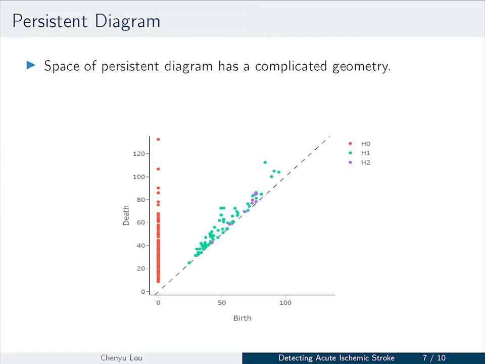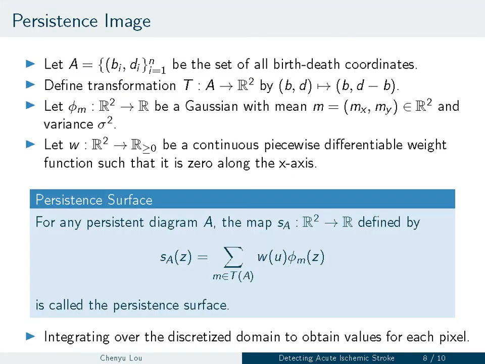However, due to a lack of Euclidean structure, the space of persistence diagrams is not suitable for any statistical models that use a simple inner product. Hence, it is necessary to consider other alternatives. For example, the persistence image, which is a stable representation of a diagram and it is vectorizable, which means that it can be converted into vectors for machine learning purposes.